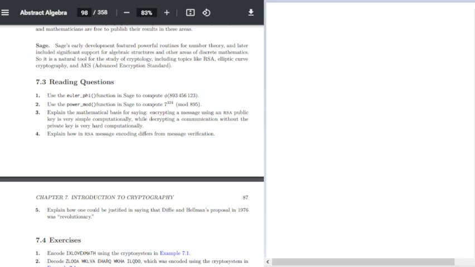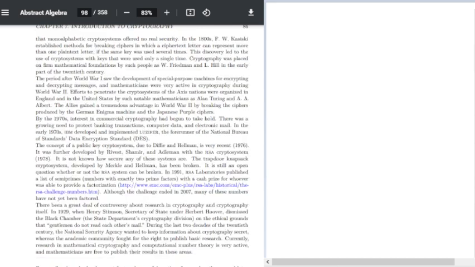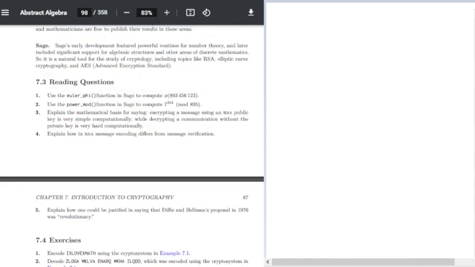Explain how one could be justified in saying that Diffie and Hellman's proposal in 1976 was revolutionary. What was the proposal in 1976 specifically? It's a public key crypto system. You could say it's revolutionary in the fact that it doesn't require 2 separate private keys, and it requires a public channel where only one key is known, and that is still computationally difficult, more difficult than many other private key systems, to actually break backwards.